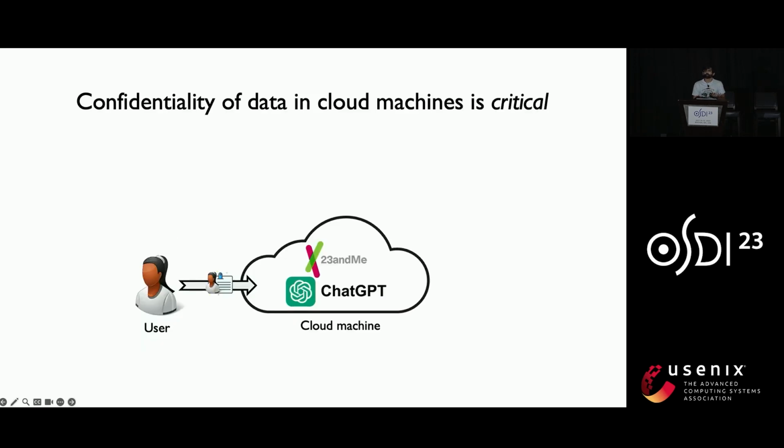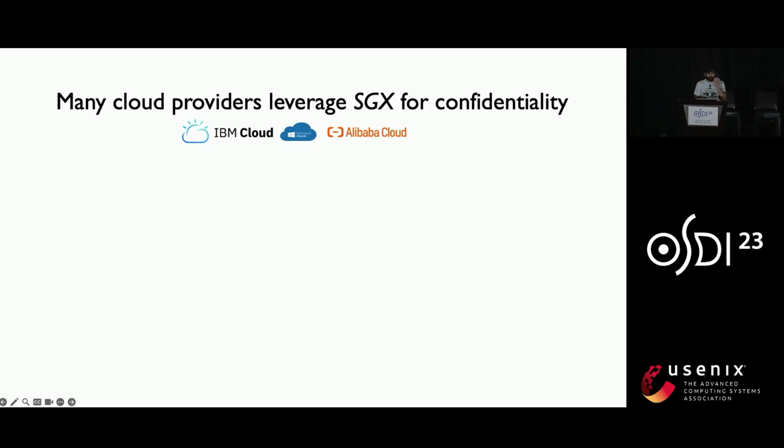As we're all aware, cloud machines today process a significant amount of personal information through the myriad of services that rely on the cloud. Given the sensitive nature of this data, it is extremely important for us to protect it from potential attackers, like other tenants on the same machine as ours. Cloud providers are not oblivious to this requirement of privacy. In fact, many of them leverage Intel SGX today to achieve confidentiality.